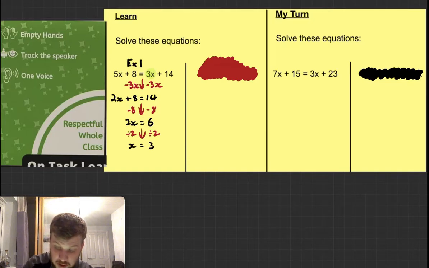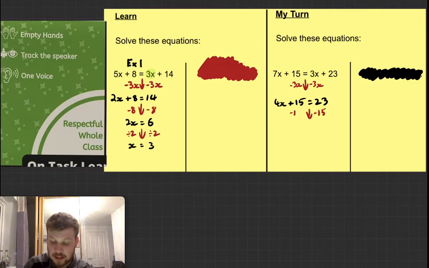So, for your question, what we should have seen is take away 3x from both sides to get 4x plus 15 is equal to 23. Take away 15 and we'd get 4x is equal to 8. Good, and then divided by 4, we're going to get x is equal to 2.